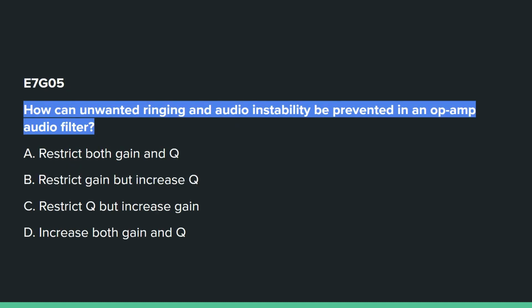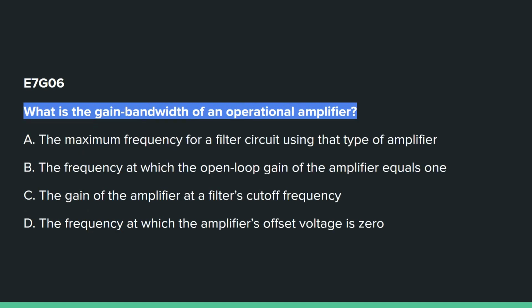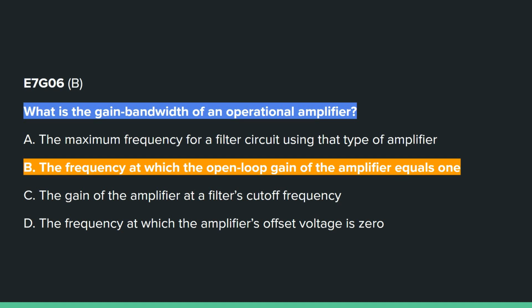E7G05, how can unwanted ringing and audio instability be prevented in an op amp audio filter? A, restrict both gain and Q. E7G06, what is the gain bandwidth of an operational amplifier? B, the frequency at which the open loop gain of an amplifier equals 1.